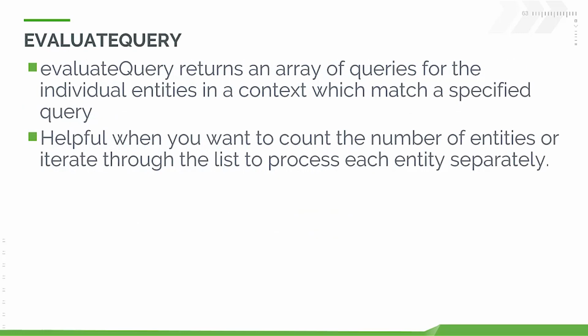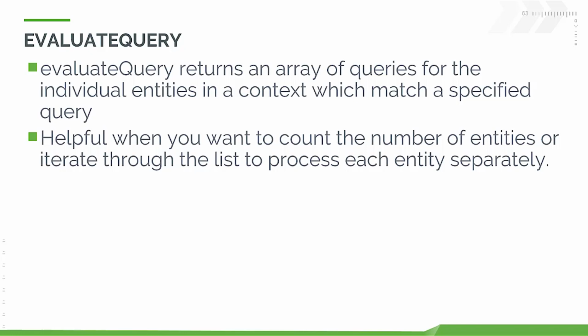The evaluate query function turns a single query into an array of queries that return exactly one entity each. You do not need to use this function for standard library functions because they take in the query directly as an argument. Evaluate query is useful to iterate through a query. You could use it to process each entity differently depending on its type. You can also use it to count the number of entities returned.